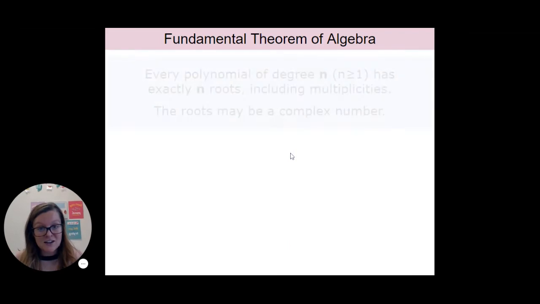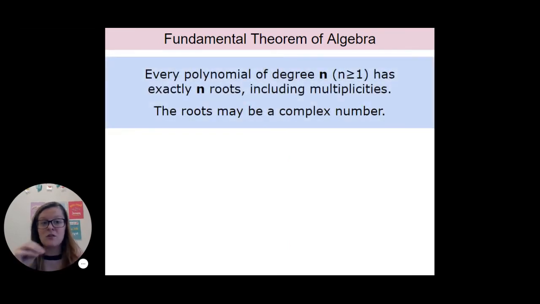So this is actually going to be called the fundamental theorem of algebra. Every polynomial of degree n, assuming that n is greater than or equal to 1, has exactly n roots, including multiplicities, which I'll talk about in a second, and the roots may be a complex number. So let's think about multiplicities first.